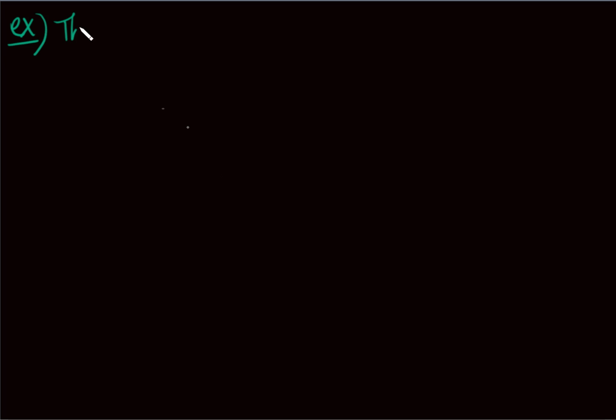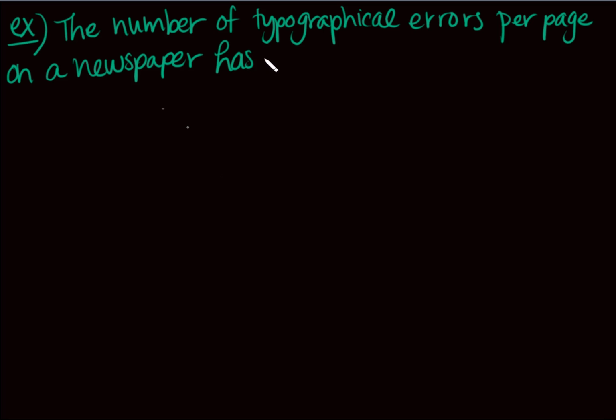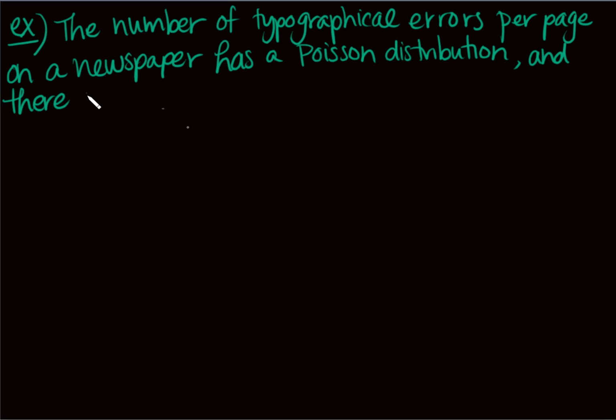Okay, so let's look at an example. This is the example I was talking about: the number of typographical errors per page on a newspaper has a Poisson distribution, and there's an average of 1.5 errors per page.